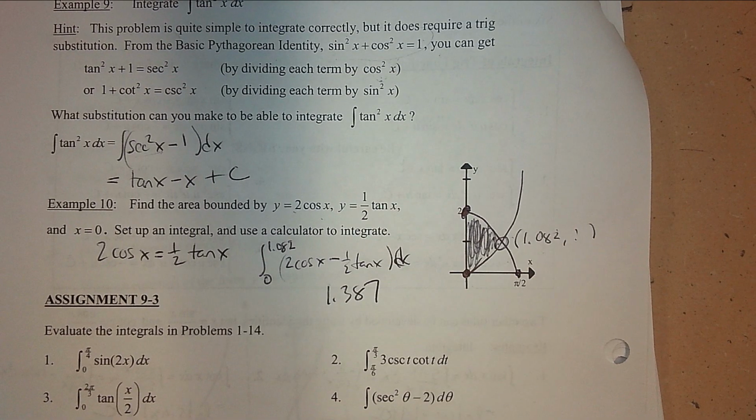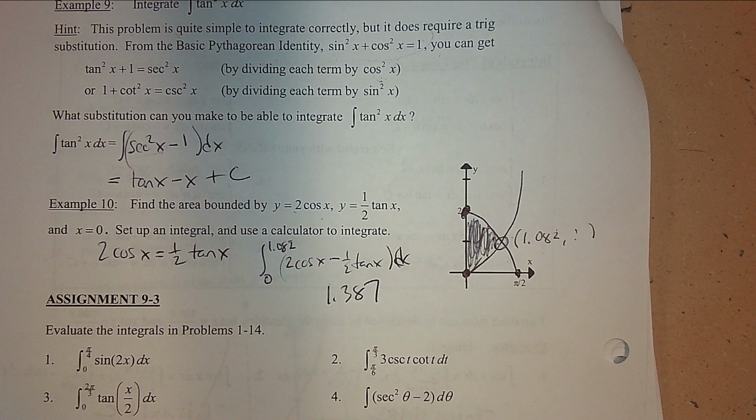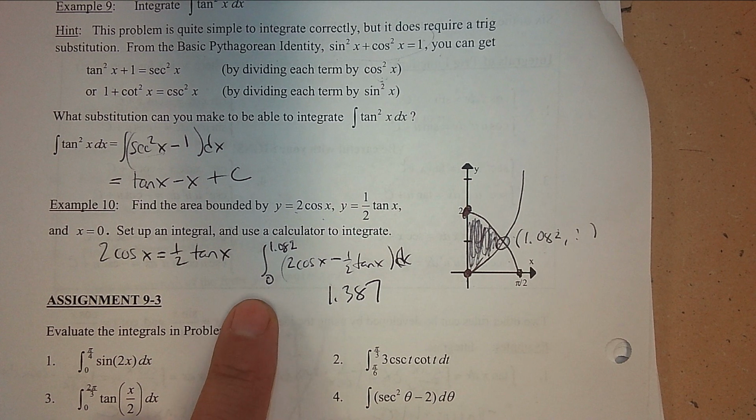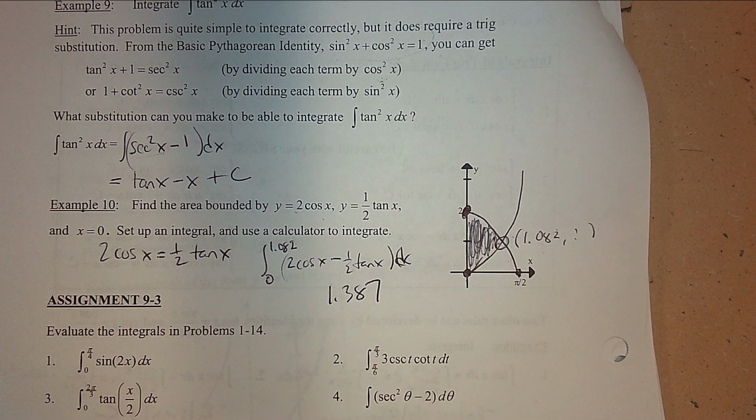So you could probably teach me more than what I know about the calculator to make that easier. But you have to use your calculator to find the point of intersection, and then use your calculator after you set it up to find the approximate area trapped between the two curves.